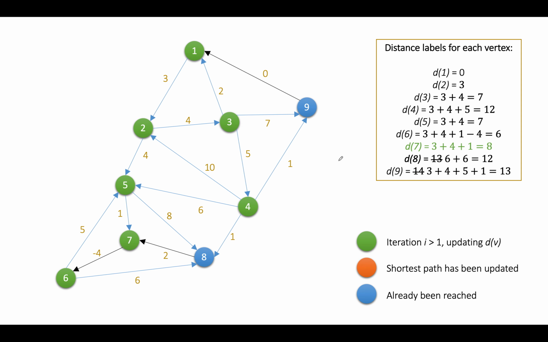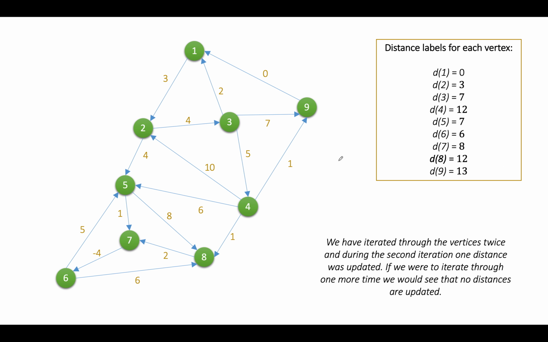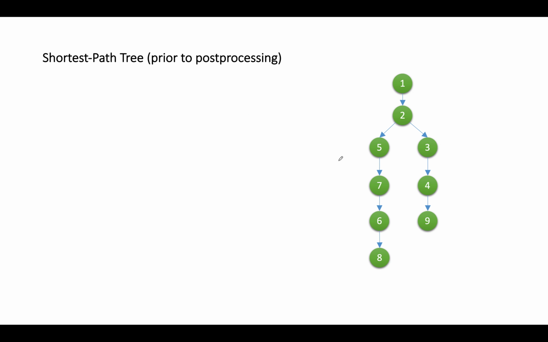And now we're looking at 7. Can we update any? No. Now we look at 8. And then we look at 9. And so now we've iterated all the vertices through twice. And during the second iteration, only one distance was updated, and that was 8. So if we were to iterate through one more time, we would see that no distances were updated.